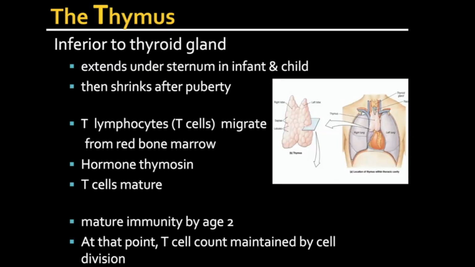Now, you have pretty much mature immunity by the age of 2, and by the age of 2, this doesn't happen anymore. You have enough T cells circulating in your bloodstream that they can just reproduce by cell division. So you can see you really need the thymus when you're young, but as you get older, there's no more need for it because your T cells are dividing on their own. They don't have to go somewhere and mature. So we still have a thymus. It just really doesn't do much at this point, and it does shrink from not being used.